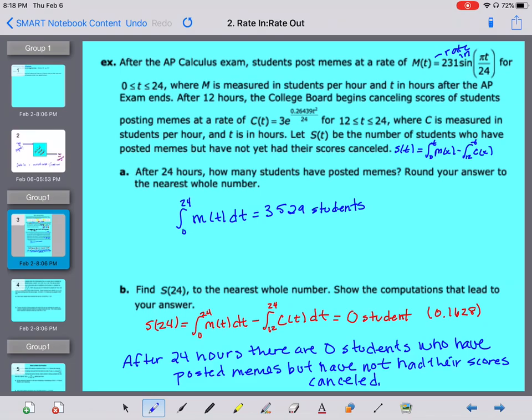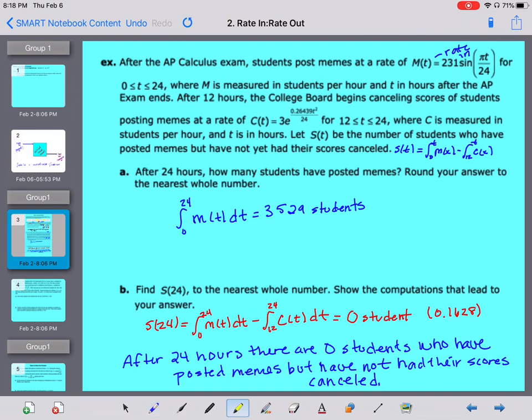And that is actually a real possibility. I'm not saying that they will cancel scores if you post a meme. That's not what I'm saying. But you have to really watch what you post because College Board actually monitors social media during the tests, after the tests, and continues to watch it until all tests have been graded. So they do monitor those things, so be careful.